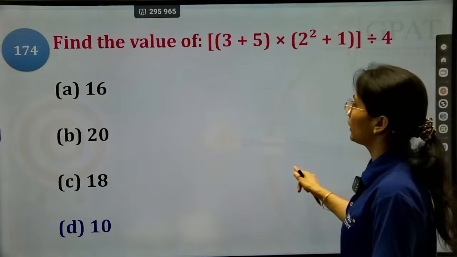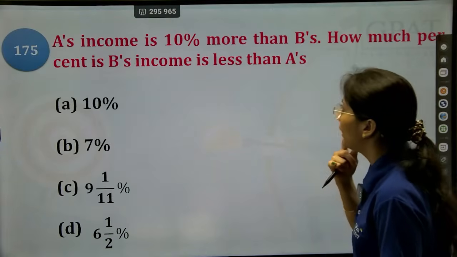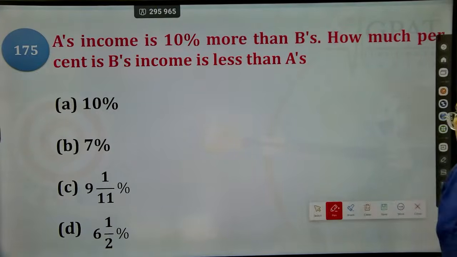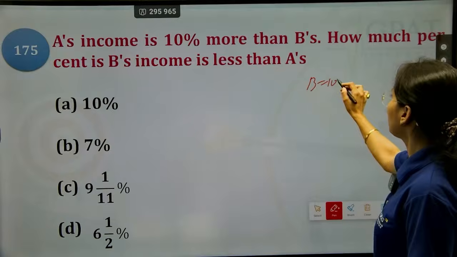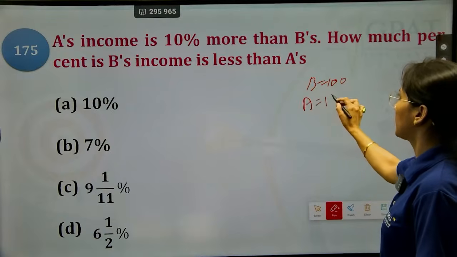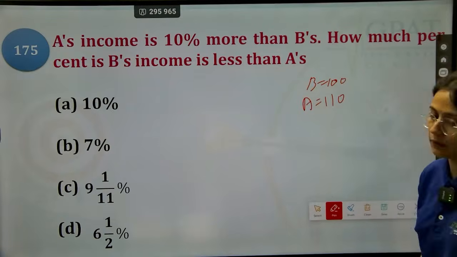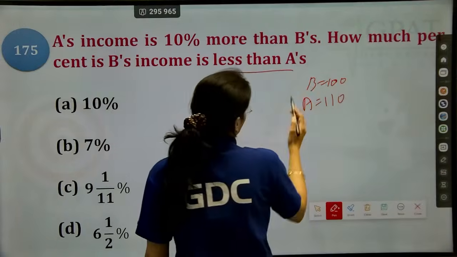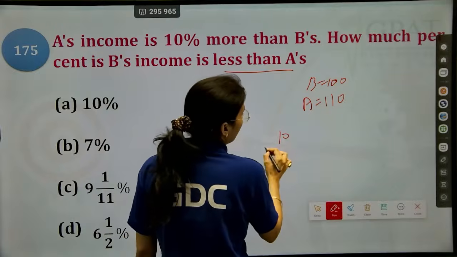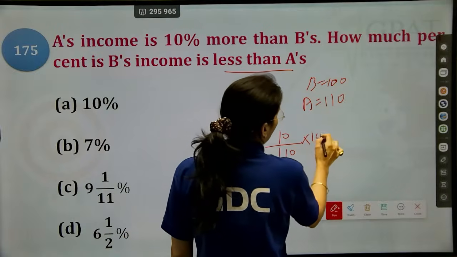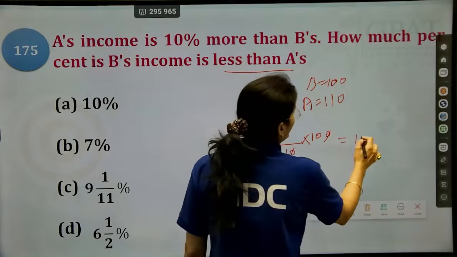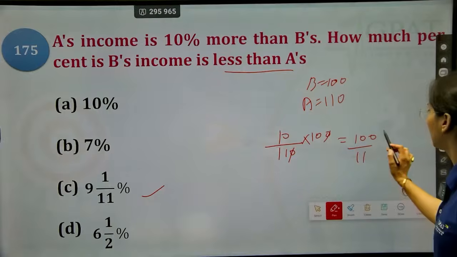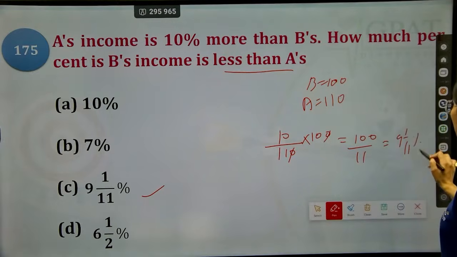Now move to the next question, question number 175. A's income is 10% more than B's income. Let's assume that B's income is 100. So A's income is how much? That is 10% more than B's income, that is 110. So by what percent is B's income less? The difference is 10. So 10 upon 110 multiply 100, that is 100 upon 11. When you divide, you will get 9 1 by 11%.